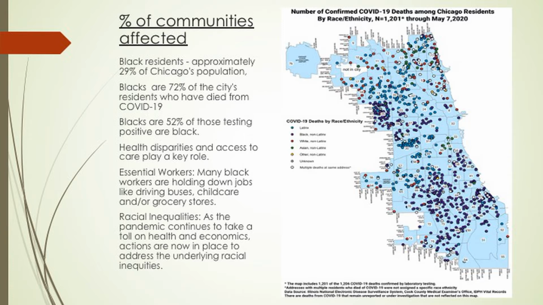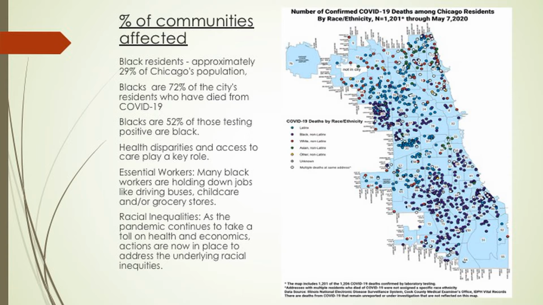So you may have heard in the media, Black residents make up approximately 29% of Chicago's population. However, 72% of city residents who have died in Chicago, right? Blacks are 52% of those tested positive, and health disparities and access to care, we know, play a key role. So it's very, very important of having access to healthcare services based on those social determinants we just talked about. But also from our communities.